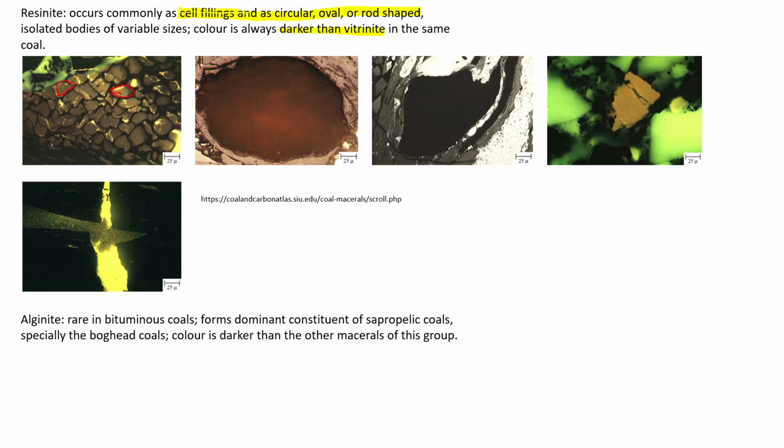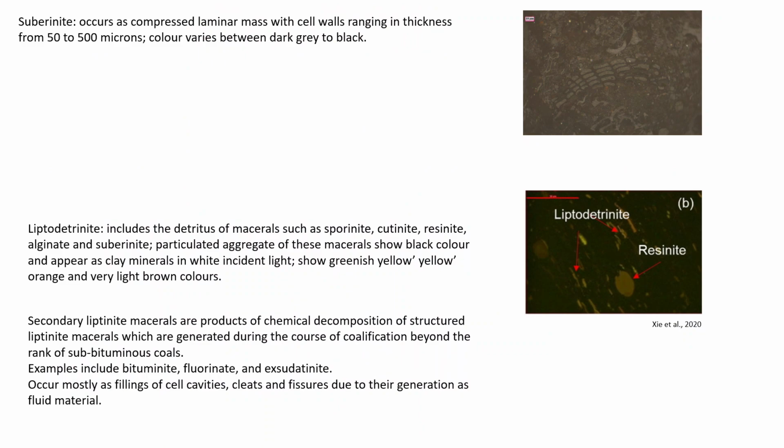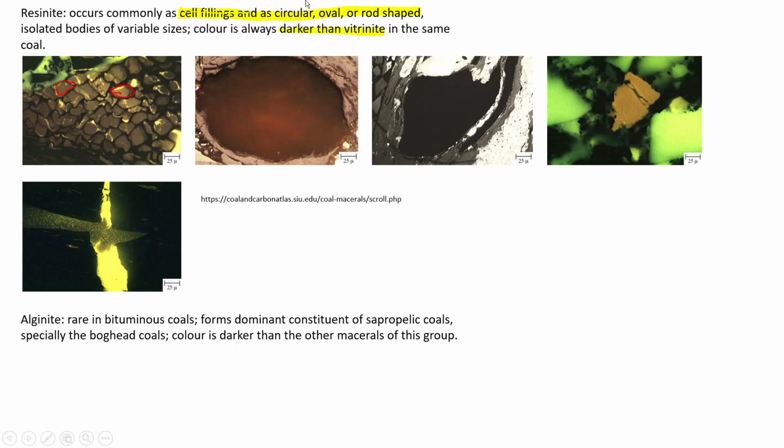So in the first photograph, you can see that the cell structures, which are the vitrinite group of macerals, are filled in by the yellowish color infillings, which are the resinite. Second one is the typical oval shape resinite. The third one is also resinite. So all this is resinite. You can see that it does not have a structure of its own. It is a cell filling, and then overall it is oval or rod shaped. And then this is also resinite. This is an isolated resinite, and you can see it is crushed, it is broken.